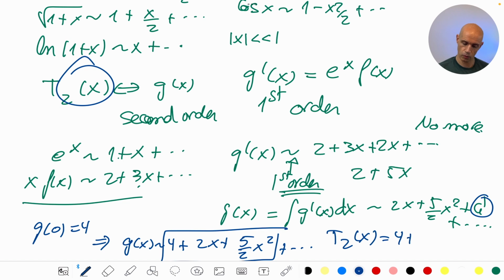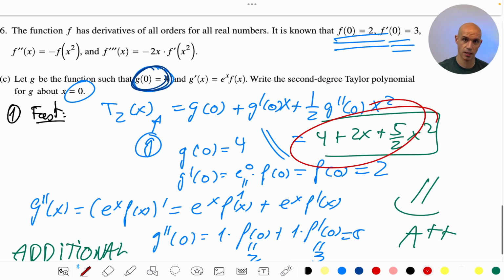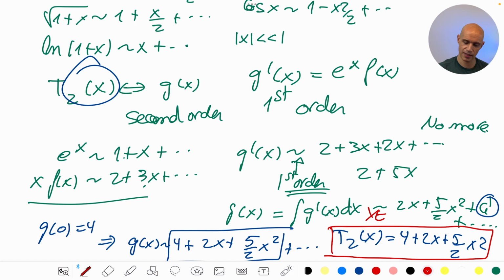And so you have another way of deriving it, and then let's compare. Yes, it is the same, of course. I mean, yes, we are the best. So that's how it is.